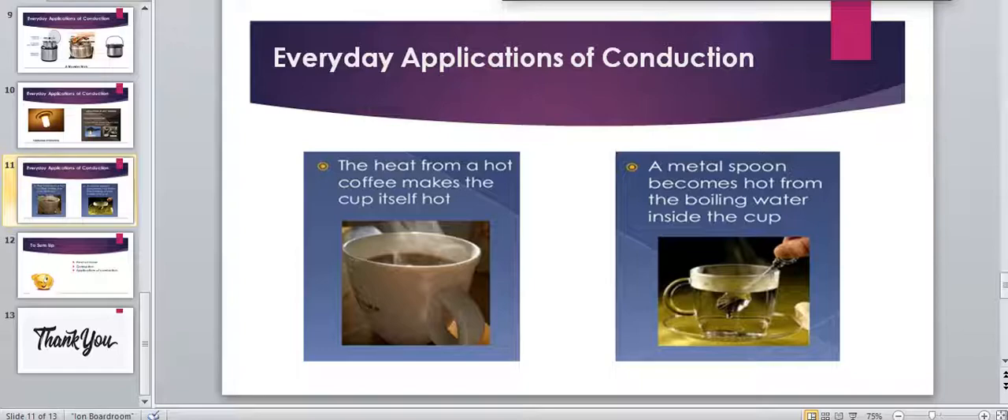So these were some of the applications of conduction in our everyday life. You can find out some other examples regarding the application of conduction, so that it will be more convenient for you to understand this topic.